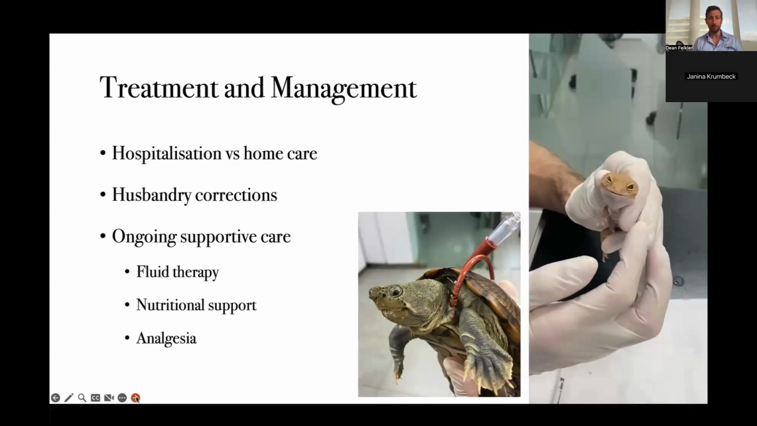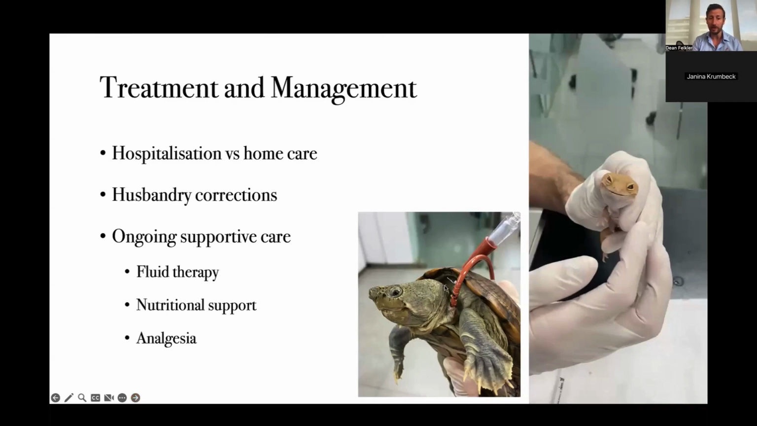So the big decision is always, do we send home? Do we keep it in hospital? If it's a severe infection, I would want to keep this patient in hospital so I can support it, give it better pain relief than we can use at home. And we want to obviously make sure we do any husbandry correction. So if the owner's keeping it too cold, high stocking density, inappropriate humidity, then we want to make sure we correct that as well. And at home, we want to provide fluid therapy, nutritional support, and pain relief as well. Okay, you can use different drugs, but we still want to give some sort of treatment at home as well.